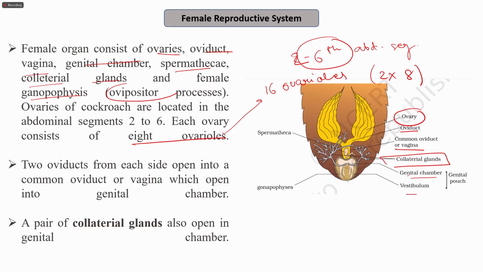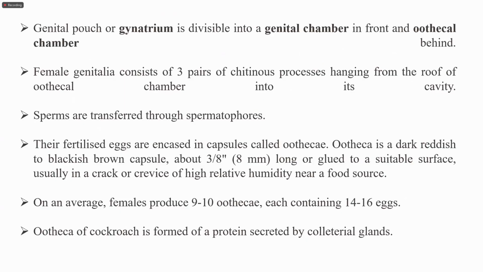A pair of collateral glands also opens in the genital chamber. We can see here that there is a pair of collateral glands that opens in the genital chamber. The genital pouch or gynatrium is divided into the genital chamber in front and the oothecal chamber behind. Female genitalia consist of 3 pairs of chitinous processes that hang from the roof of the oothecal chamber into its cavity. Now, the sperm transferred through the spermatophores fertilize the eggs.